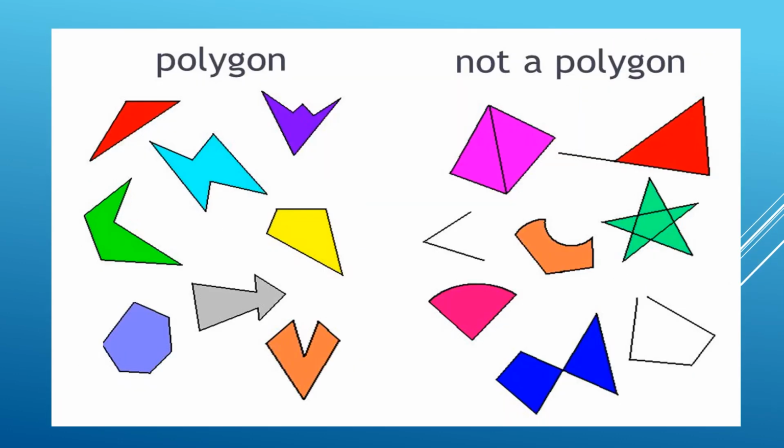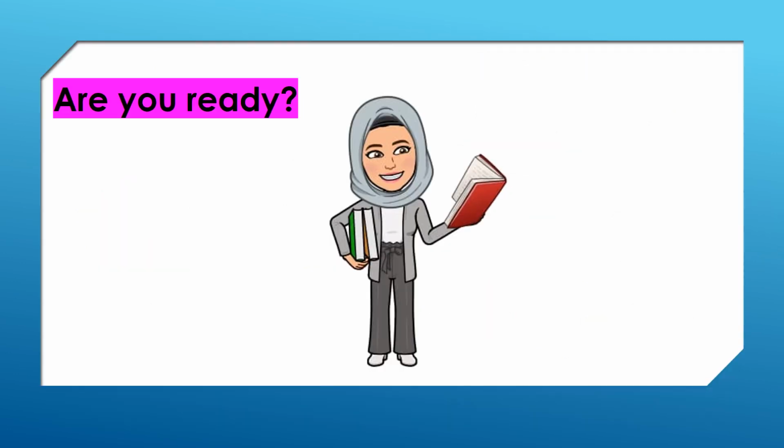So if you want to have a look at more examples of polygons and not polygon shapes, you can look closer at these shapes here and identify polygons and not polygons. You can practice drawing them, color them, okay? And you can do this after we finish this video. Now, are you ready to start in the math book? Let's go. Page 637.